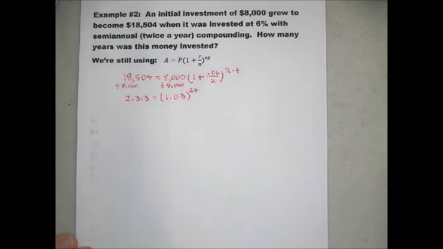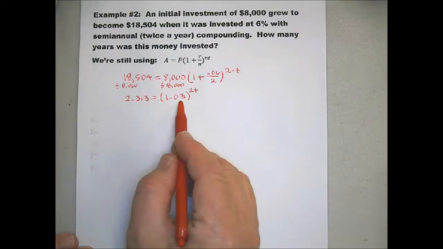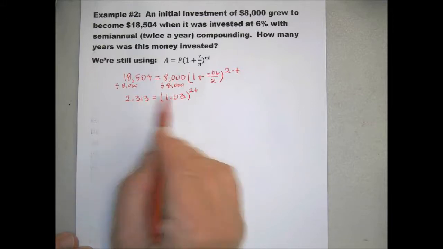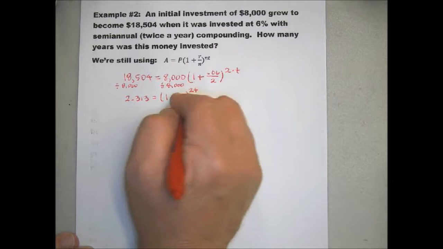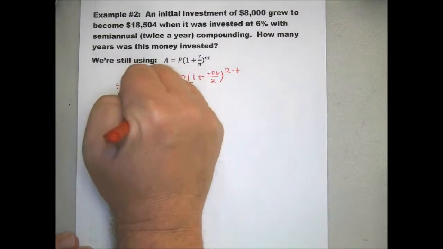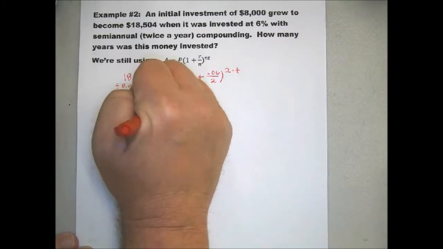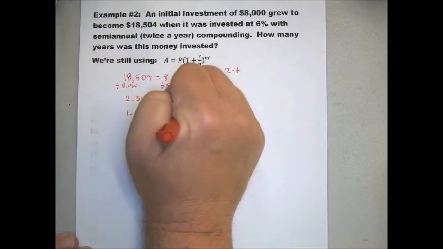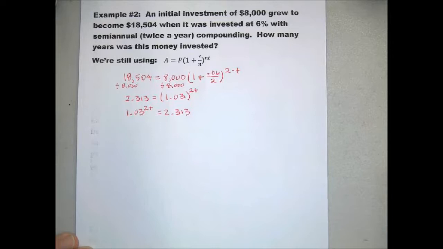Now, you might be wondering, what do you do from here? It kind of looks unfamiliar. Well, it might look a little bit more familiar to you if you switched these two things around. Let's go 1.03 raised to the 2t power equals 2.313.